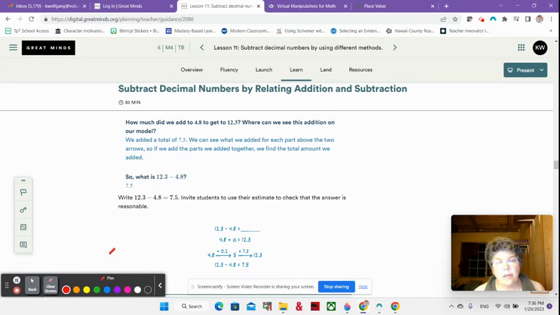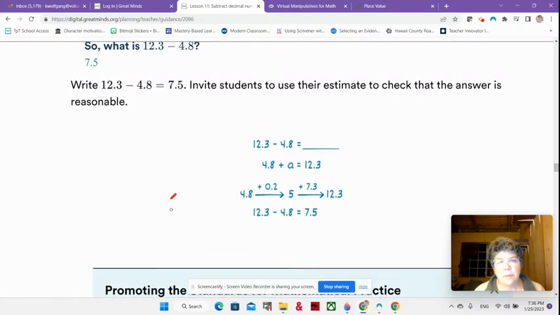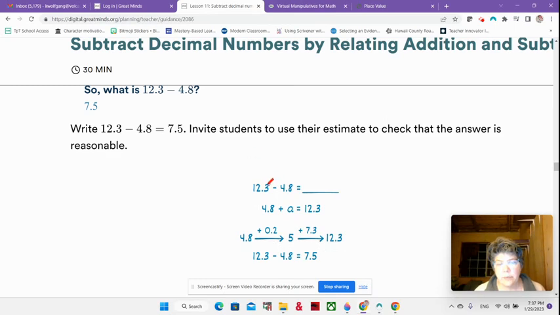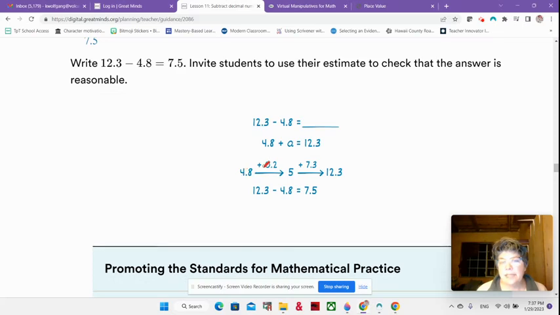Okay, so our estimate is around 7, and now we're going to look at our numbers. So we're switching it around, right? We have 12 and 3/10 minus 4 and 8/10. We're going to change it to 4 and 8/10 plus unknown equals 12 and 3/10. So now we're going to be able to count up to that. That's why we switched it to addition, so that we could count up. So 4 and 8/10 using the arrow way. If I add 2/10 to my 4 and 8/10, I'm going to end up at 5, because 8/10 plus 2/10 is going to add one more. So that's going to get us to 5. And then 5 plus 7 and 3/10 will land at 12 and 3/10.